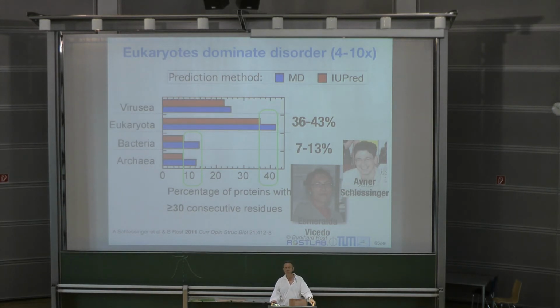So when you look at what fraction of the proteins have at least one long region of disorder, blue and red are two different methods to predict disorder. So you have eukaryotes, bacteria, and archaea. And what clearly hits you is that there's a big difference between eukaryotes and archaea and prokaryotes. There's sort of 36 to 43% of all the eukaryotic proteins that have at least one long disordered region, while the same number for bacteria and archaea is in the ballpark of 7 to 13%.